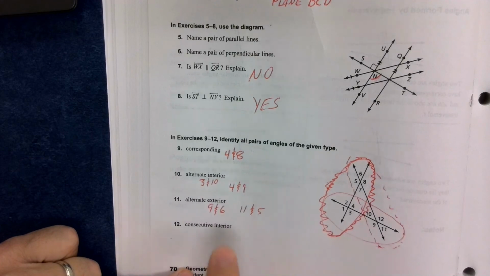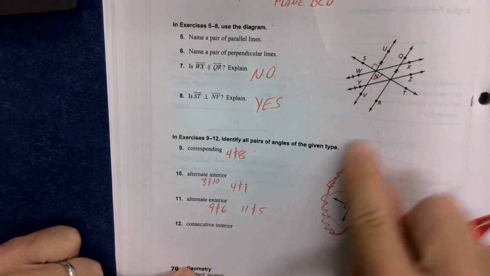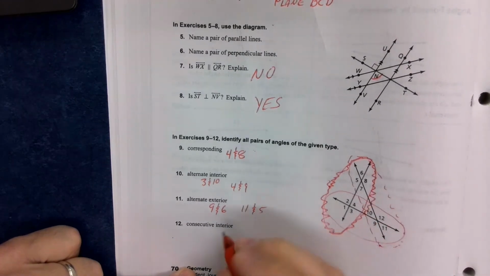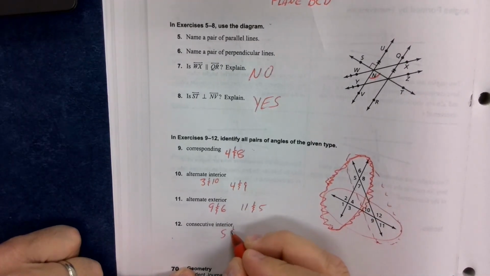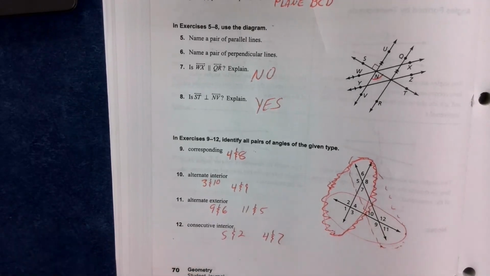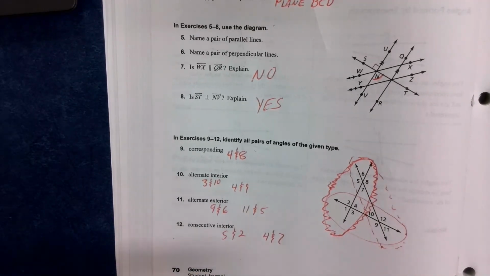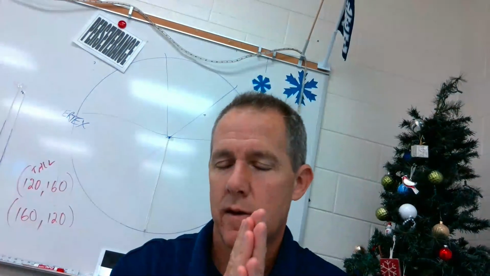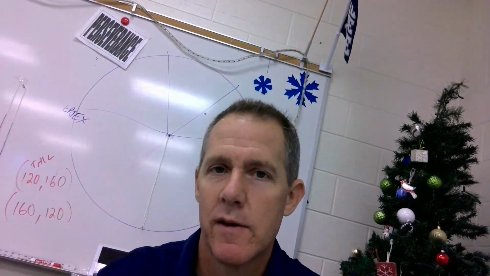Okay? Consecutive interiors. Let's do that one on the squiggle right here. So 5 and 2 and 4 and 7 would be those ones. Okay, so this is our introduction to skew lines, parallel planes, and all of those different types of angle connections.